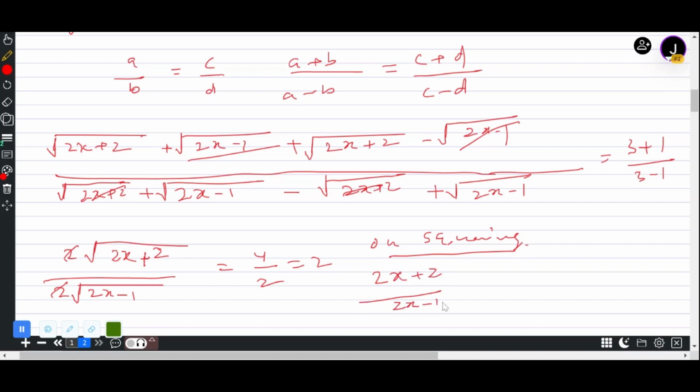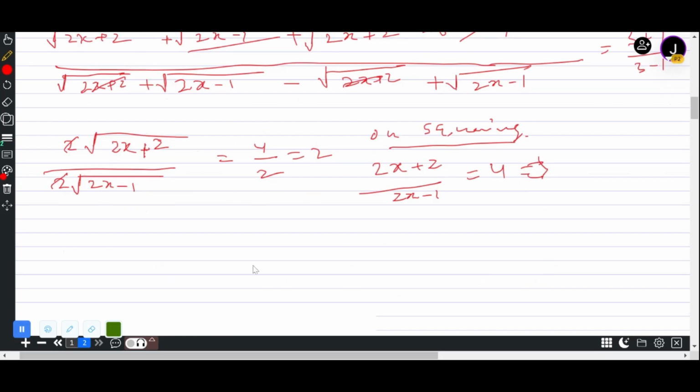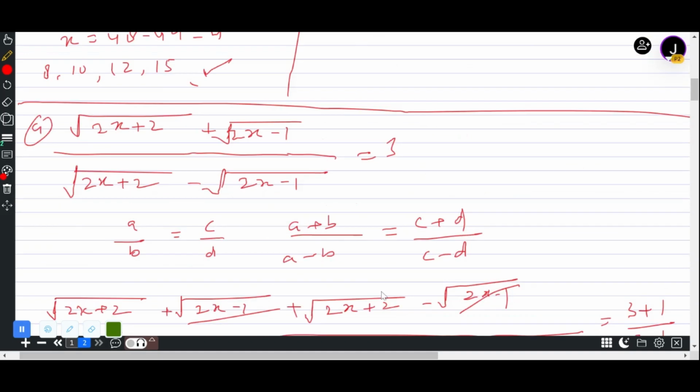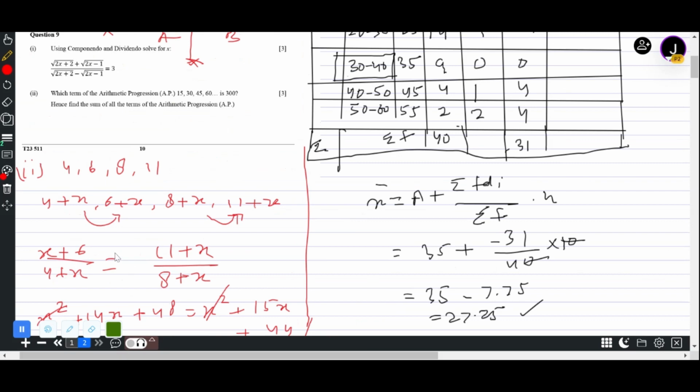2 root of 2x plus 2 divided by 2 root of 2x minus 1. Right. And that is equal to what? 4 by 2. Now 2 adjusts with 2. So what we'll do is we'll square up both the sides. This is equal to 2. So that means on squaring, what do we get? The whole thing becomes 2x plus 2 divided by 2x minus 1 is equal to 2, the whole square is 4.